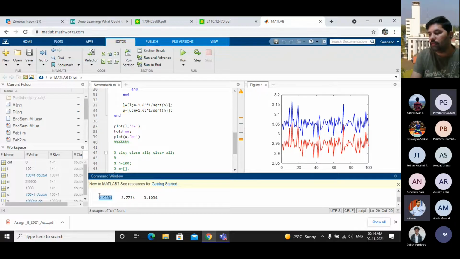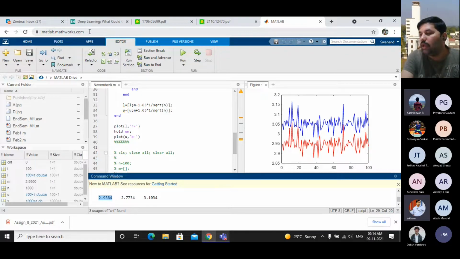Sir, can you share this code with us? Yeah, I can share this code with you, no problem, but it's in MATLAB. So if you're using R or Python, then I think you have to do it differently, but I will share this code, no problem. If you really want to, Sir, from institute. Yeah, so that's what I'm saying. You have MATLAB license from institute.